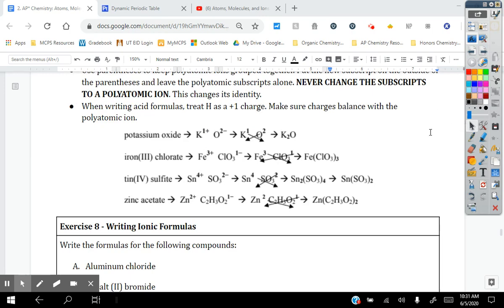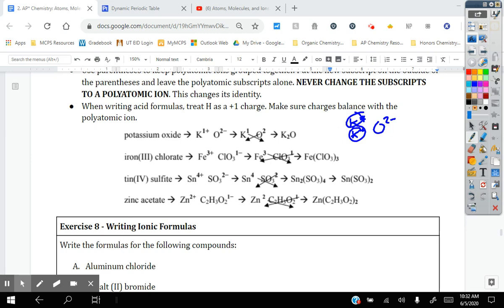When we write acid formulas a little later on, treat H as a +1 charge, and that will help us to balance our charges. So some examples here, I had potassium and oxide. Potassium had a 1+ charge, oxygen had a 2- charge. Those charges were not equal, so we had to crisscross them. The 2 comes down after the potassium, so we have 2 potassium and 1 oxygen, and we see that those charges do balance out. So you get a K+, and an O2-. Since there's 2 K's and 1 O, we end up with K2O.